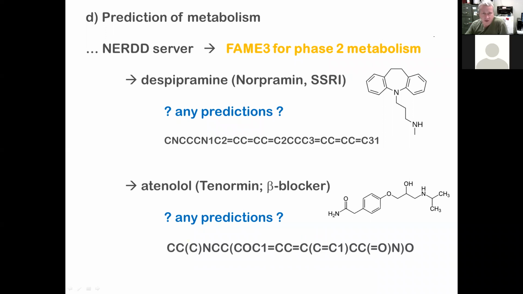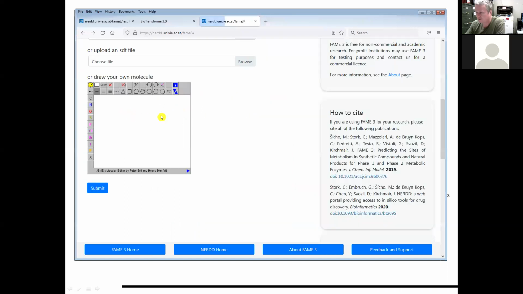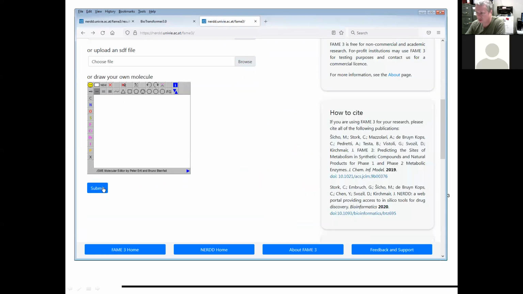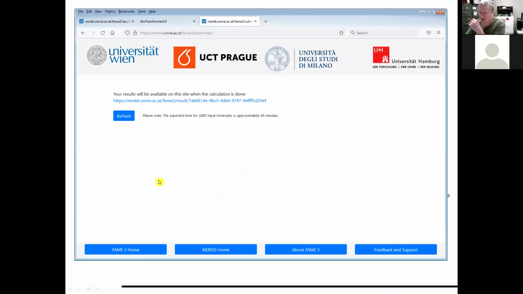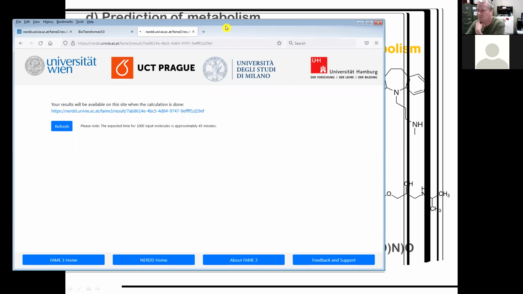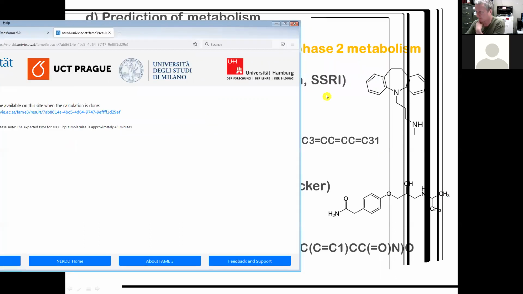Let's copy the SMILES. We're still in phase 2. SMILES, paste, submit. Here and there, this website complains that I'm doing too many submissions and I have to wait like 10 seconds. It hasn't complained yet, but it's kind of annoying sometimes. Try refreshing. So again, my prediction is probably going to be the oxygen or the nitrogen.